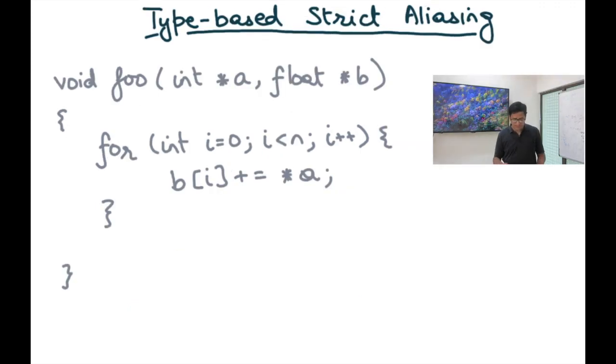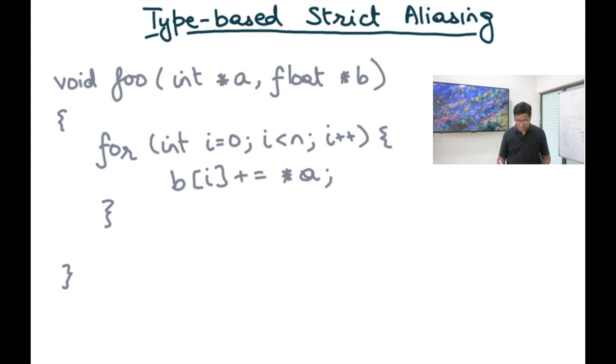Here's another example, and this is an example for type-based strict aliasing semantics. So let's say I have two arrays or two pointers. One is a pointer to an integer value, or an array of integer values. Another is a pointer to an array of float values. And I have this loop which says for int I equals 0, I is less than n, I plus plus, b[i] plus equals star a. So in this case I am dereferencing a, and in this case I am dereferencing b at a given offset I.